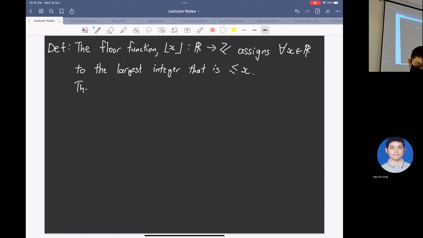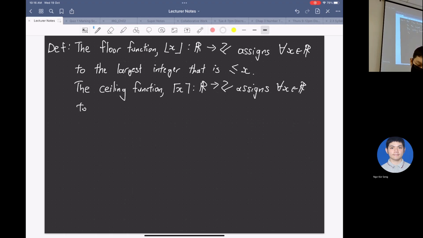The other one is the ceiling function, also from R to Z. It gives you an integer. It assigns every real number x to the smallest integer that is greater than or equal to x.